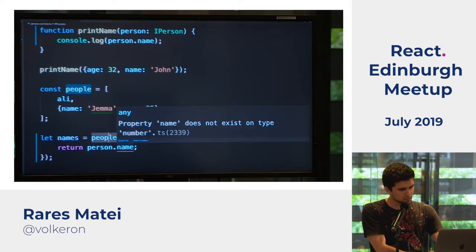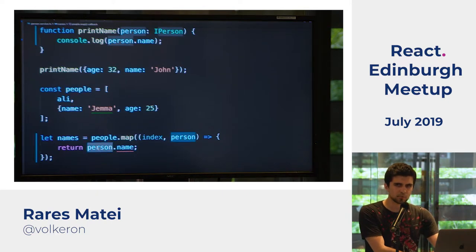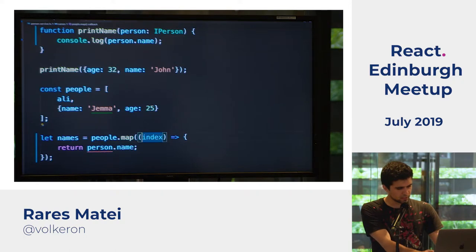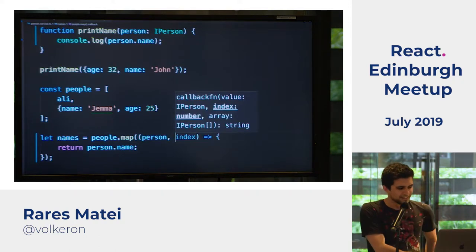I get an error. Property name does not exist on type number, so it's expecting person to be a number. All right, because this should be in reverse, yeah. That was not staged at all.